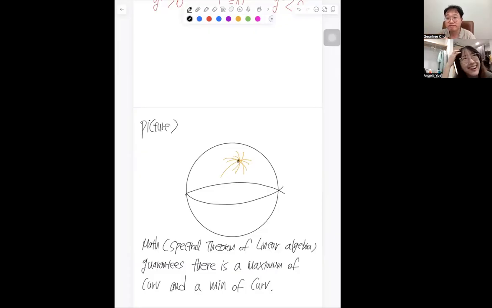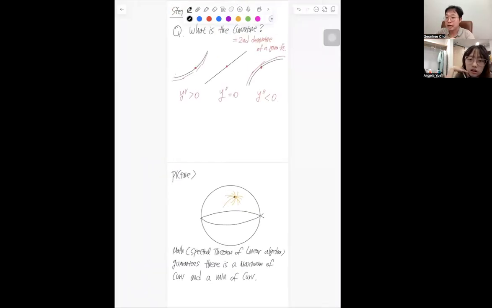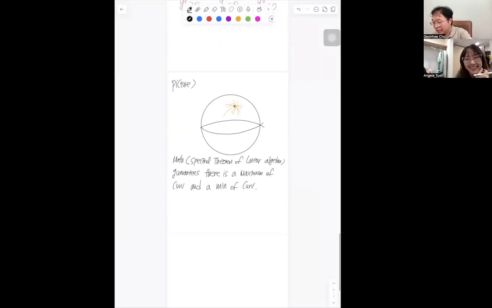Wait, sorry, are the curves on the surface of the sphere? Is that important, or do we assume all curves sit on the surface? Wouldn't the maximum curves all be the same, just in a different direction? That's a very valid observation.